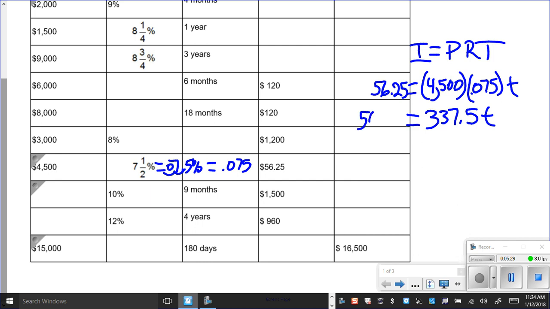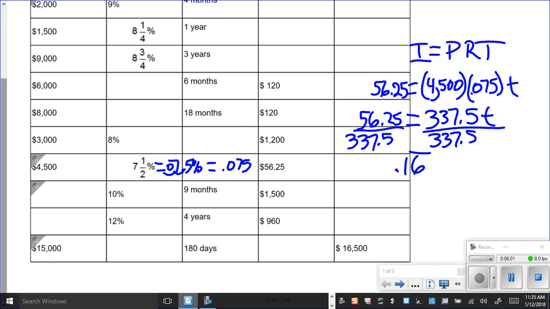Now, we have 56.25 equals 337.5t. We have to separate these two. In order to do that, we'll divide by 337.5, and your answer is, let's do it, 56.25 divided by 337.5 equals, we get an ugly fraction, 0.16 repeating, ugly decimal, right?